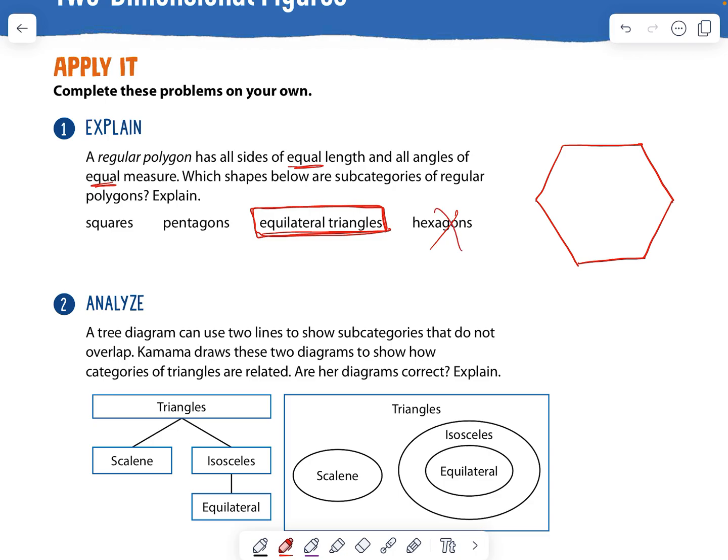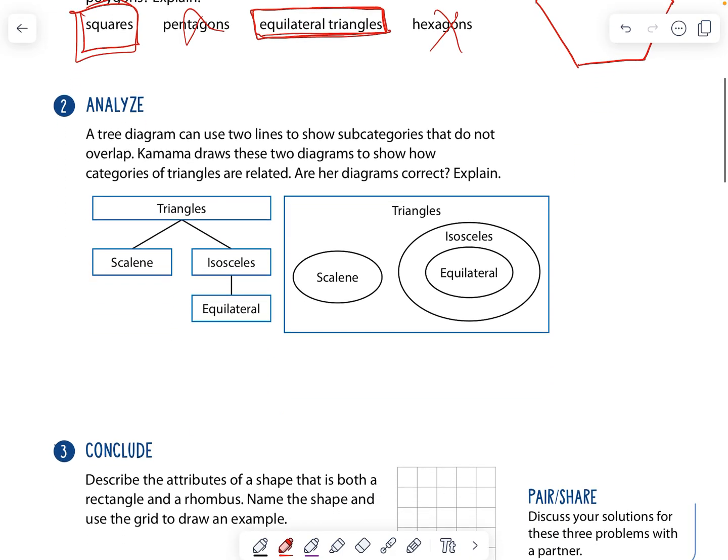Okay, pentagons are 5 sides and they don't have equal angles, but they have equal sides. Squares have equal angles and equal sides, so both of them are subcategories. Okay, a tree diagram can use 2 lines to show subcategories that do not overlap.